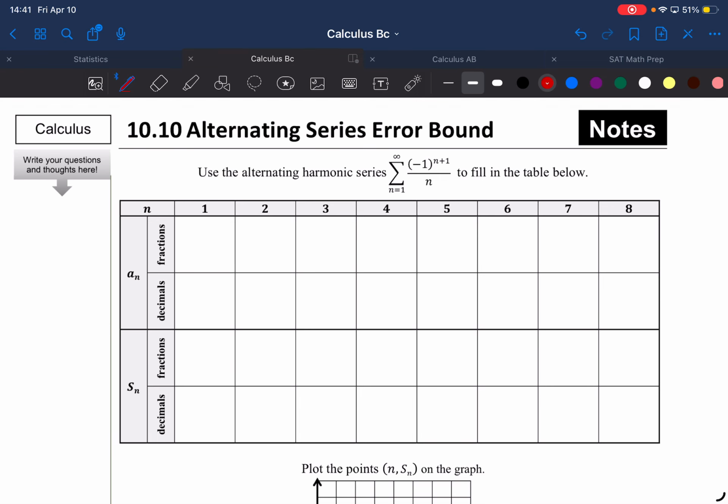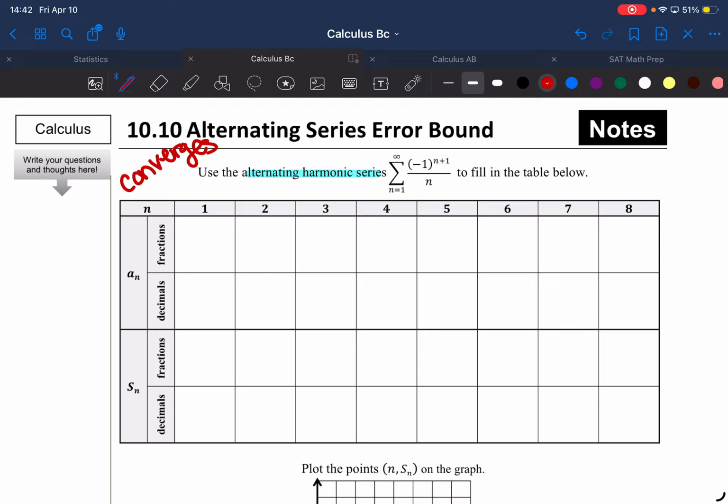So looking at our example, it is an alternating harmonic series. So remember, a harmonic series does what? Diverges. But an alternating harmonic series does what? Converges. So in order to do an alternating series error bound, we have to make sure it converges. Okay? So if the series does not converge, then you cannot find the error bound. Okay, that's the most important.